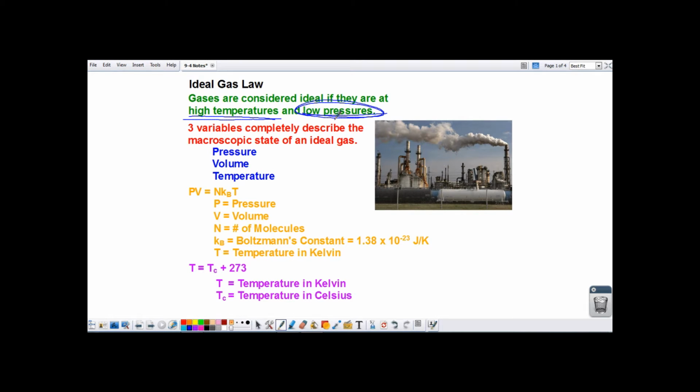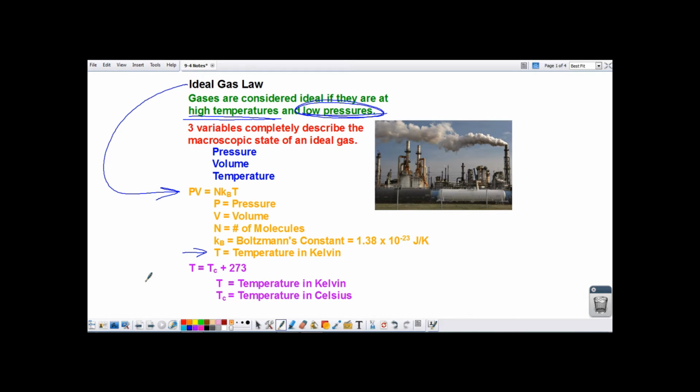Now, once you have an ideal gas, these ideal gases can be completely described by three things: their pressure, their volume, and their temperature. The macroscopic state of them can be completely described by those three things. And the ideal gas law is used to relate them. The ideal gas law is the equation that says the pressure times the volume is equal to the number of molecules multiplied by Boltzmann's constant multiplied by the temperature. And this temperature needs to be in Kelvin.